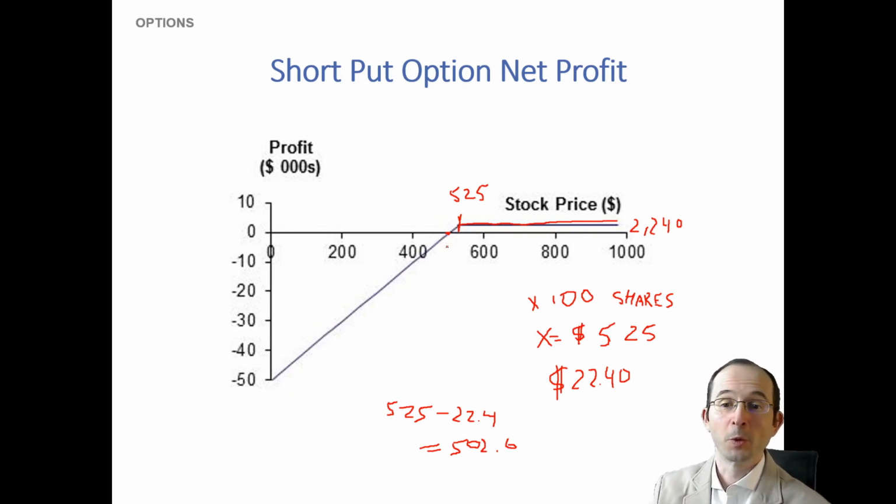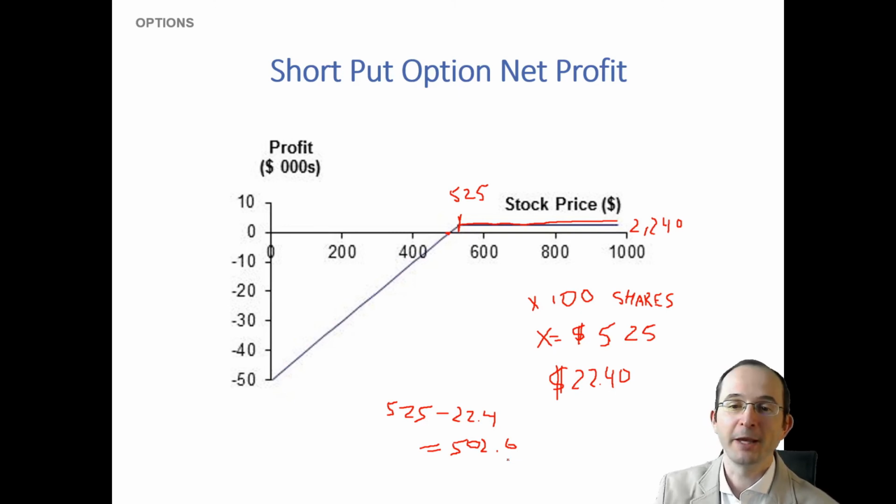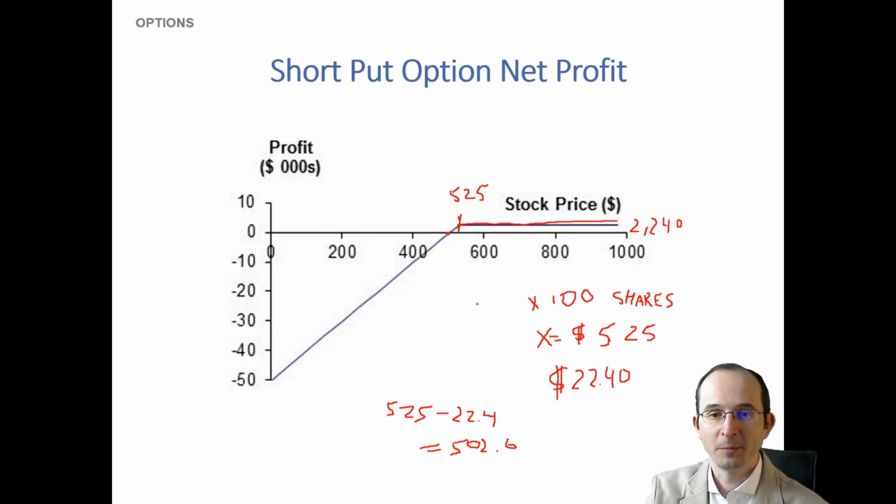if Google were worth only 502.6 at maturity of this option, or when it was exercised against us, since we were the ones that sold it, we would effectively make a loss of $22.4 per share, because now we'd be receiving a share of Google worth 502.6. We'd be paying $5.25 for it, but our net profit would still be zero, because that's exactly how much selling this right has earned us, again, net of transaction costs. But then if the price of Google falls anywhere below that, then we start actually making losses.